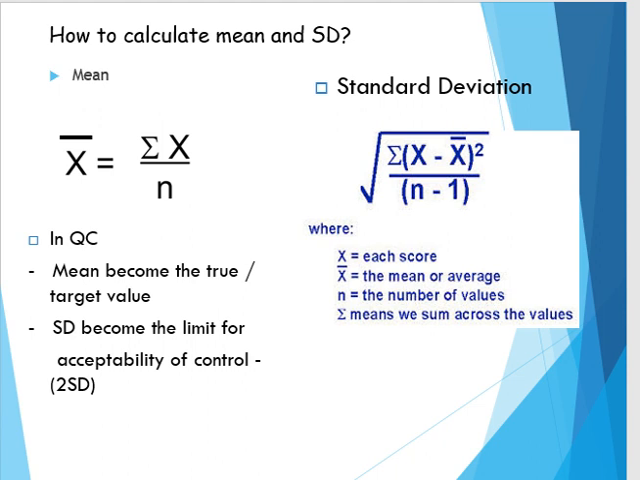How to calculate mean and SD? These are the formulas. I am sure you can definitely calculate it yourself. In QC, the mean becomes the true value or target value, and the SD becomes the limit for acceptability of the control. So it becomes the control range. And the range that we accept is plus minus 2 SD. Okay.